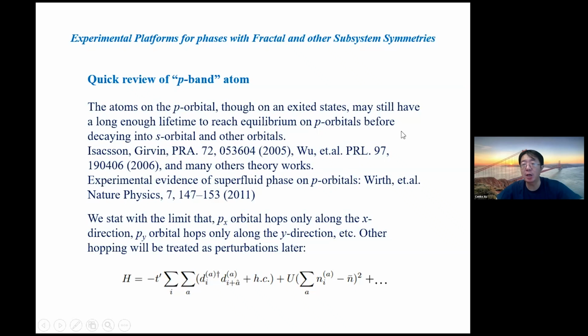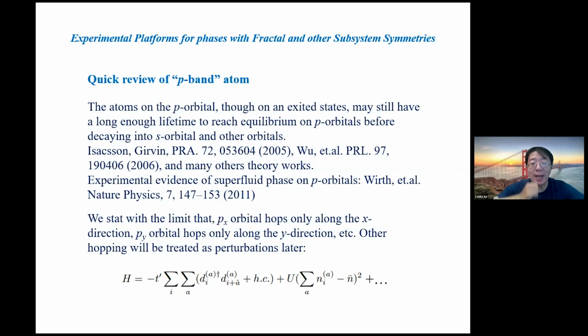So many theoretical papers did assume that the p-band cold atom can stay on the p orbitals long enough to form some interesting many-body states before decaying to other states. And actually, there was an experiment which shows that the atoms on the p orbital can form a superfluid, which means they can indeed equilibrate and form some many-body states before decaying to other states.